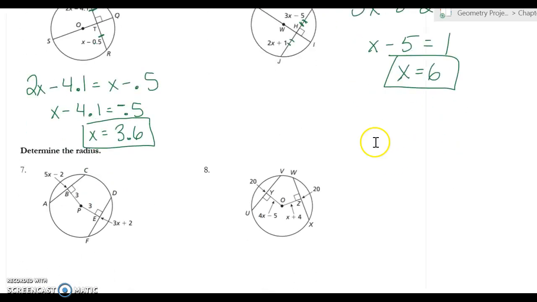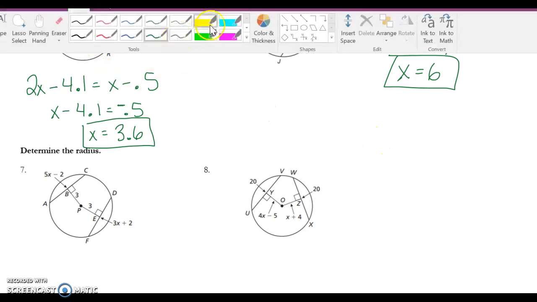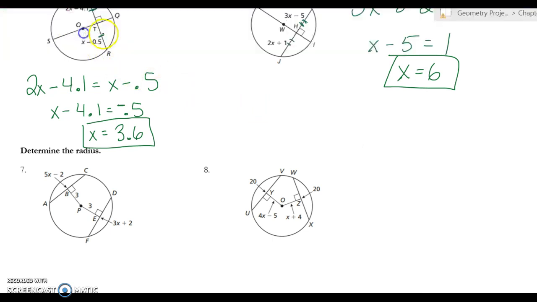Alright, next one, we need to find the radius. Okay, so both of these problems don't have a radius drawn. So I'm gonna actually draw the radius in red. R for radius in red. Okay, so there's a couple things I have to do. If you notice, I'm gonna have this triangle. I'm taking that out right there. I know the base is 3. I don't know the radius, so I'm going to call it R. I need to find this.